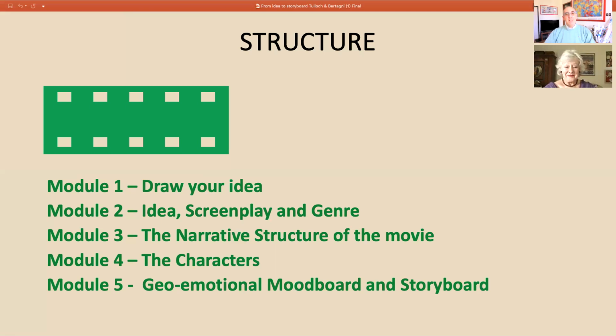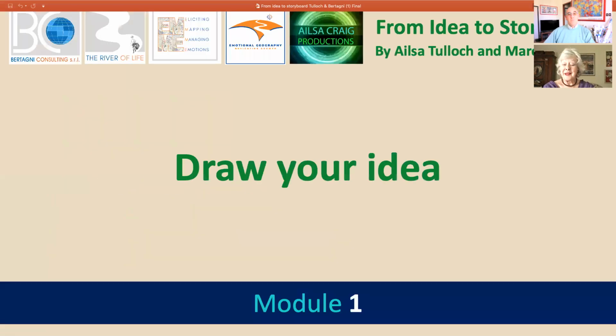Absolutely. Module 5 will catch a train, will lead us to 5 different stations. The first one is the timeline station. The second one is the hero's journey. The third one is the plot. Then we go into the mood board. And finally, the final station is the storyboard. And through this journey, we will learn about the power of mapping. The initial map that you will draw will become all these things, but you will use the same base. So I think we can start here, Ailsa, with module 1, and it's about drawing your idea.